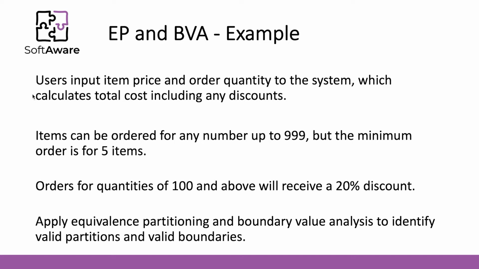Okay? So we have users input price and order quantity to the system, which calculates total cost including any discount. Items can be ordered for any number up to 999, but the minimum order is for 5 items. Orders for quantities of 100 and above will receive a 20% discount.